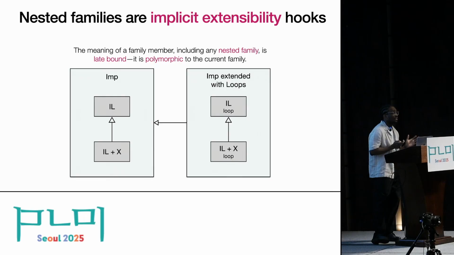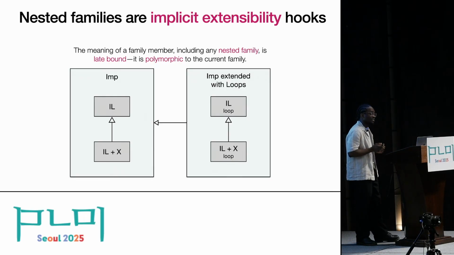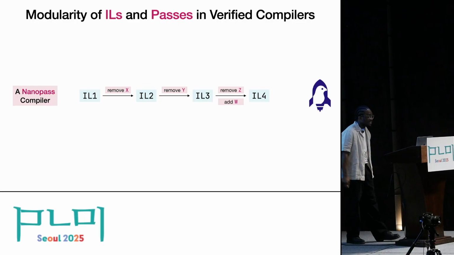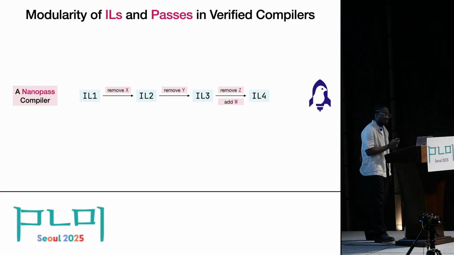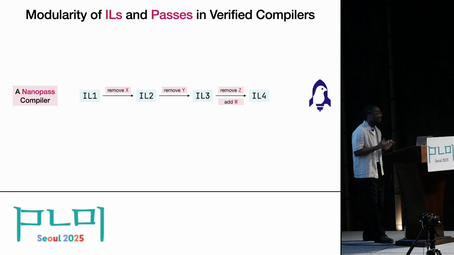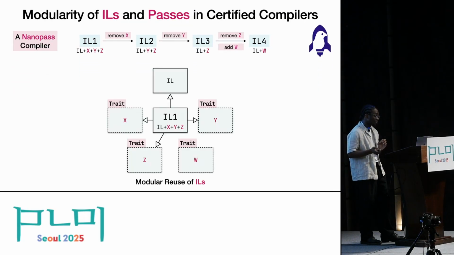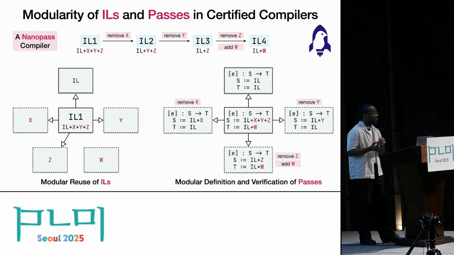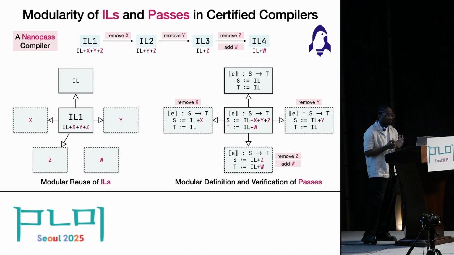So let's see how this late binding can help us with modular IRs, ILs, and passes. Imagine we have a multi-pass compiler that compiles IL1 to IL4. In the first pass, we're removing some feature X, then we're removing some feature Y, we're removing some feature Z, and we're adding some construct W at the end. Clearly, because these passes are very similar, they share some common structure between the IRs and the passes between them. So in Rocq, we can have a base IL that has the common components and common semantics of these ILs, and then the other ILs can reuse the common components. And then we can have a base transformation, and then the other transformations can reuse the common component.